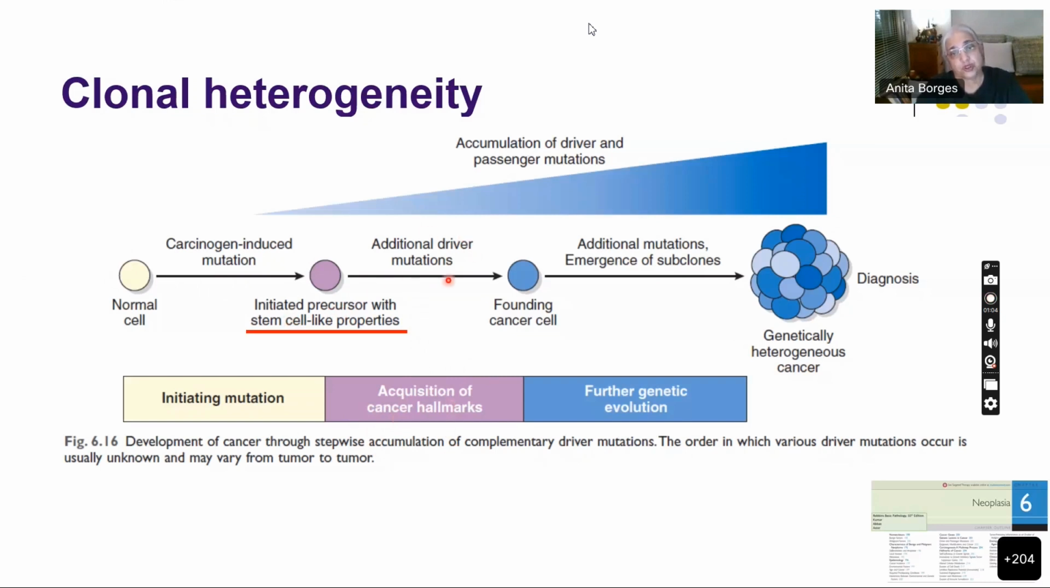Then you have additional driver mutations, you have a founding cancer cell, and then there is further genetic evolution. Go and read it. It's all there in your textbooks. And with these additional mutations, there are subclones, and I explained that to you. Some of these subclones may have metastatic potential, but the tumor starts out as having one mutation or just a few mutations, and ultimately it becomes a genetically heterogeneous cancer. All right. So that's the theory.